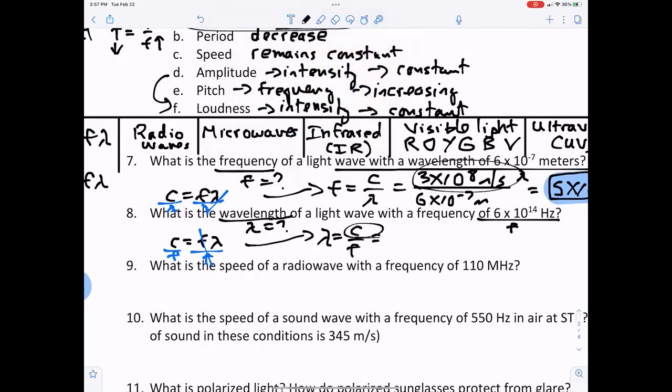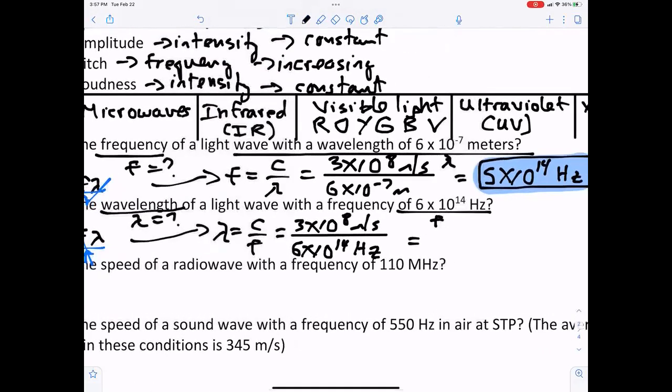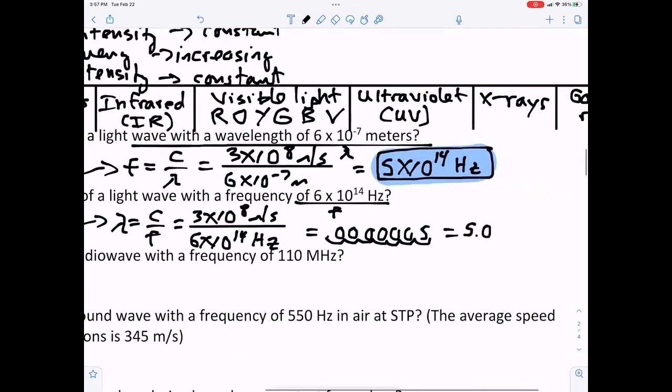Remember, C is our constant speed of light, 3 times 10 to the 8 meters per second, over our frequency of 6 times 10 to the 14 hertz. Go ahead and plug that in your calculator. Okay, and we get a very small number, about 0.000005. So that would be 1, 2, 3, 4, 5, 6, 7, or 5 times 10 to the negative 7 meters.